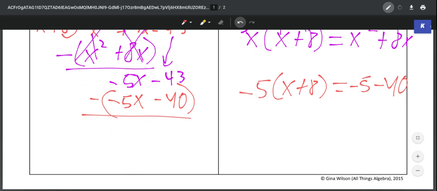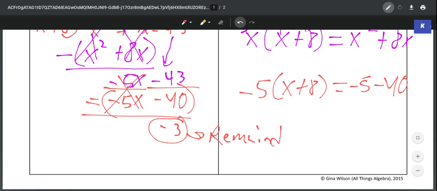So now the last step is going to be this actual subtraction. So we're taking negative 5x minus negative 5x, which will be plus 5x. So that's going to give us 0 there. And now we're saying negative 43 minus a negative 40, which would actually be plus. So we end up with negative 3. That is our remainder.